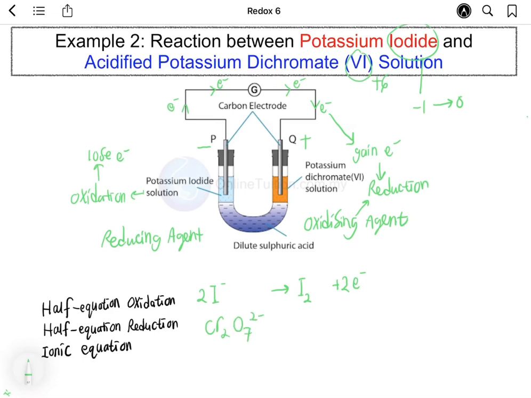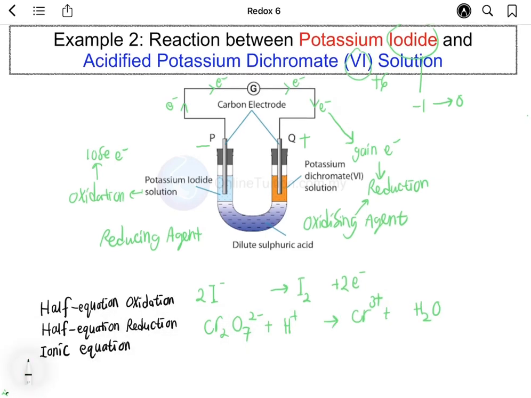So the dichromate ion is Cr2O7 2 minus, and the product is chromium 3 plus ion. Step 2, we need to add H plus in the reactant, because this is an acidified solution, and the H plus ion reacts to form water in the product. So now let's balance the equation.